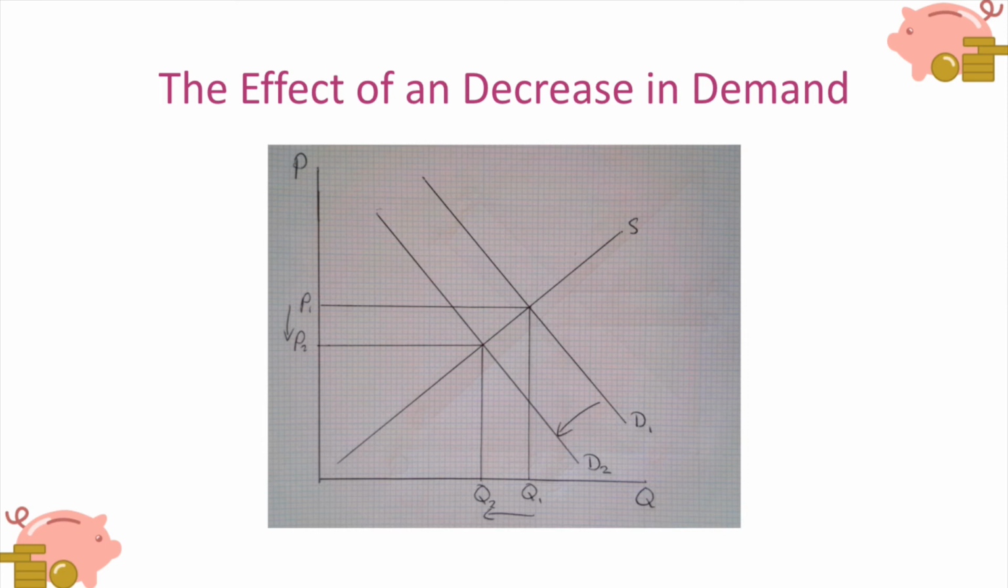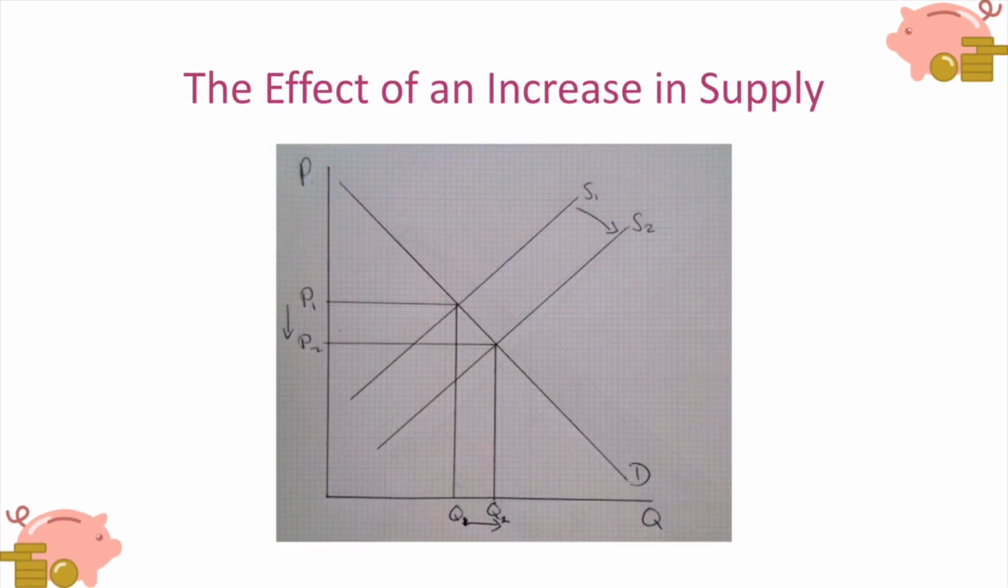On this diagram, we can see that the demand curve has shifted inwards, and as a result, the price and the quantity demanded have fallen. So for example, this product might have gone out of fashion, meaning that fewer people want to buy it and the price will fall.